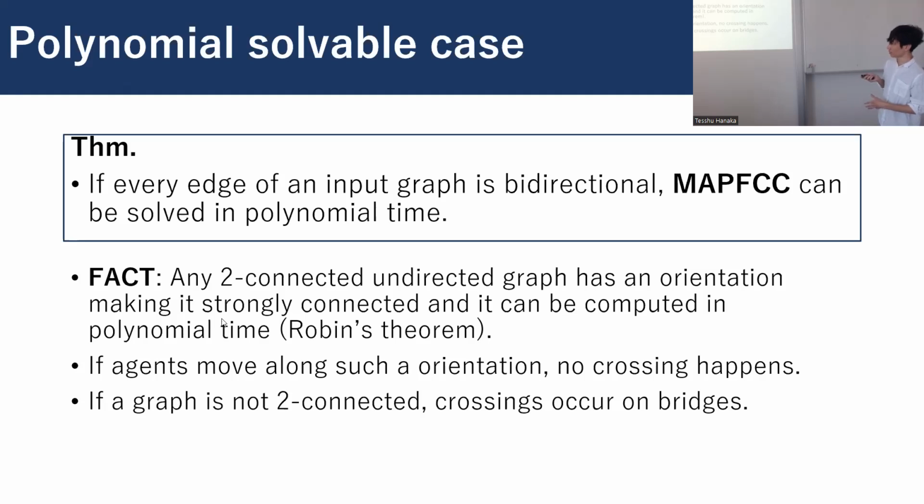And if a graph is two-connected, then we have path planning without crossings. Also, if a graph is not connected, then crossings occur on bridges. So we can easily compute the minimum cost. So we can solve this in polynomial time.